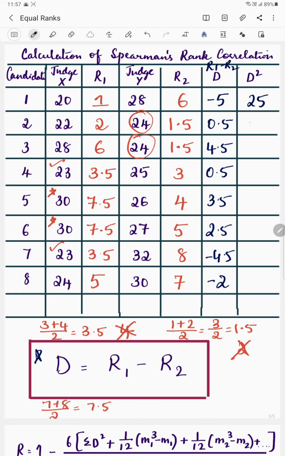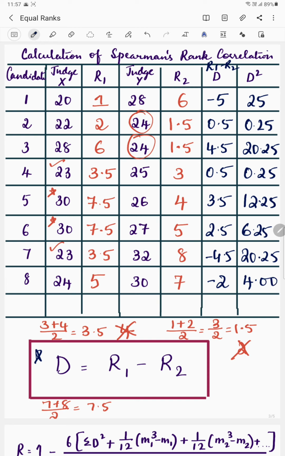25. Then 0.5 into 0.5 is equal to 0.25. Then 4.5 into 4.5 is 20.25. Then 0.25, then 12.25, then 6.25, then 20.25. Then 4.00, that's 4 plainly. So you can write here 20.00 also. Now our main thing was to find out d square. So if you add this whole thing, you will get 88.50. Okay, so d square is 88.50.